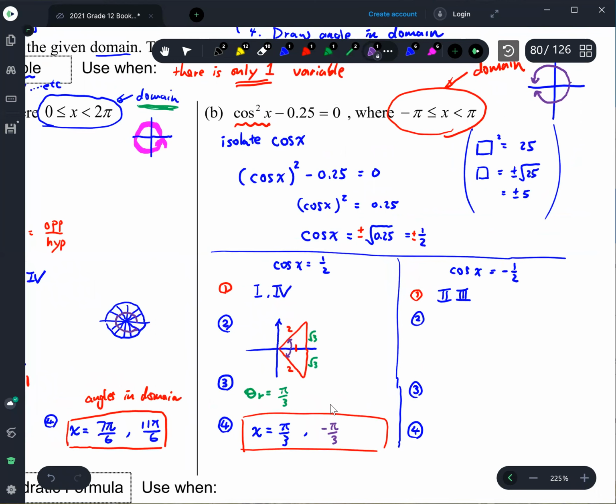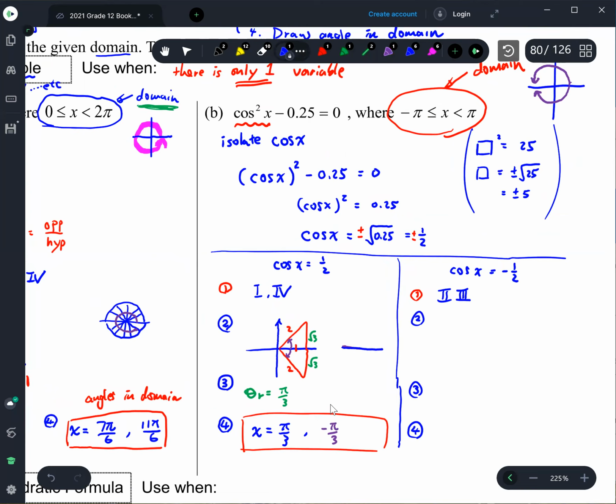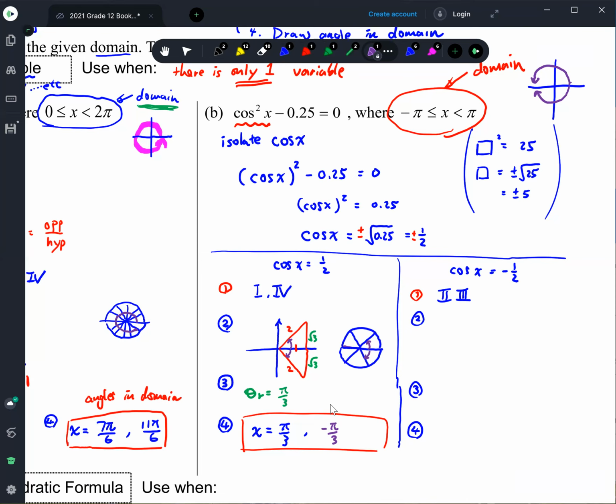Okay, because the reference angle is pi over 3, right? So that means each side you have 3 slices. Okay, each half circle you have 3 slices. So the first angle is going up, the other one is going down. Okay, so a pi over 3 on the top part and negative pi over 3 on the bottom part.